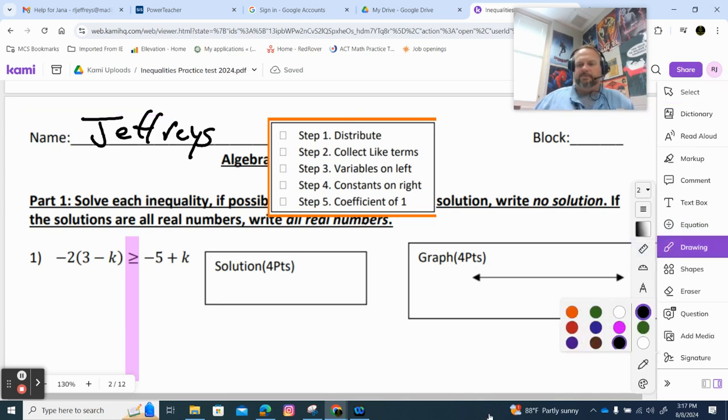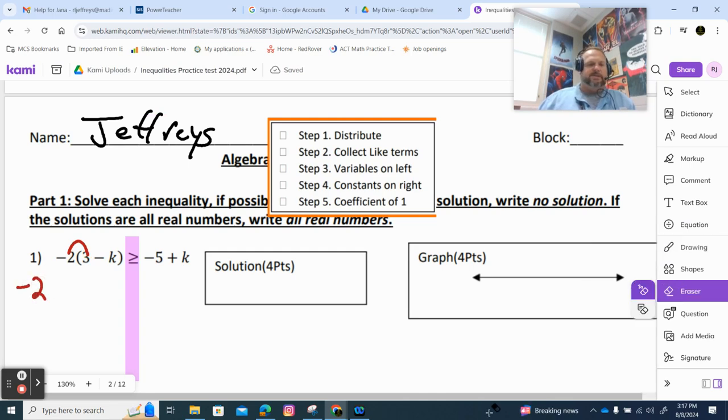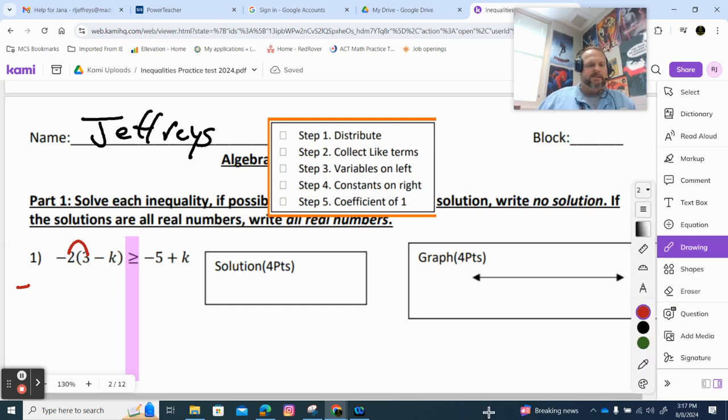All right, distribute. Negative 2 times 3 is not negative 2, but it is negative 6. If I mark this out, this looks like a negative 2 times a negative. A negative times a negative is a positive, last time I checked. And then we leave this other stuff alone.